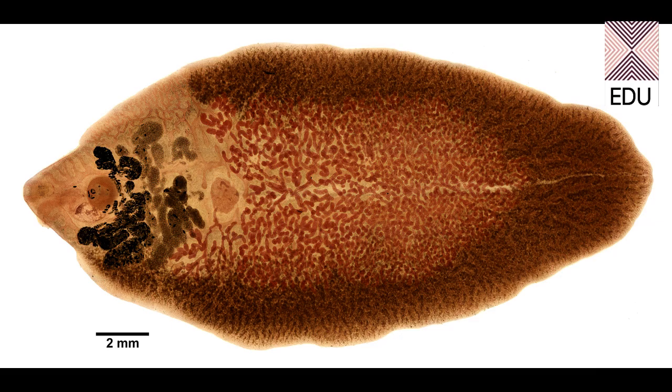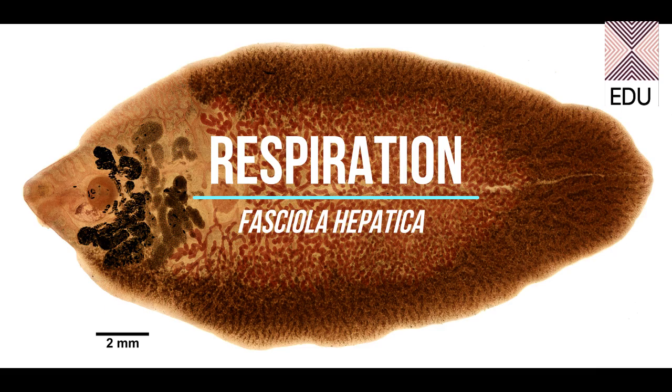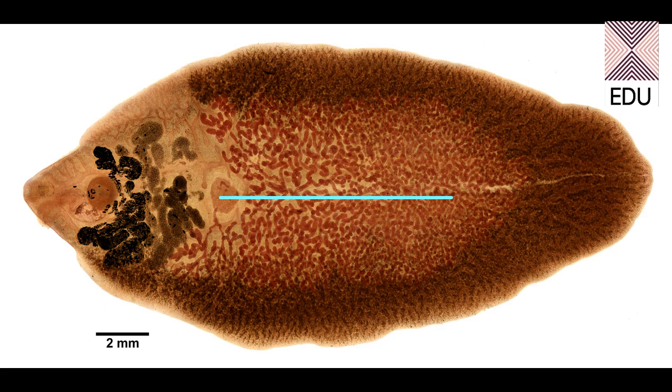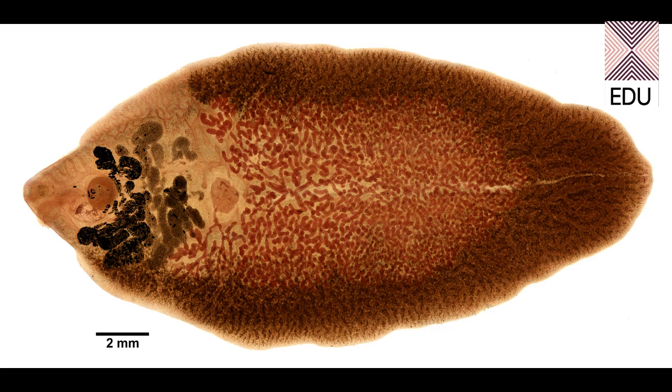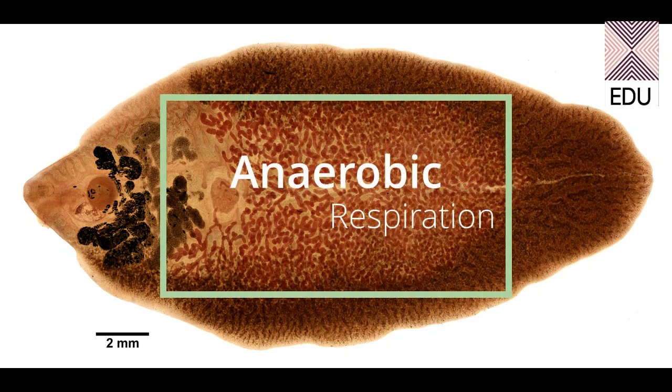Now in this part of the video we are talking about the respiration in Fasciola. As Fasciola inhabits the bile ducts or the liver of the host, that particular part is devoid of any kind of oxygen. So the oxygen content in the bile is extremely low. So Fasciola hepatica is usually anaerobic and they respire anaerobically.